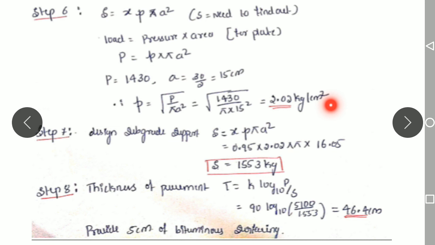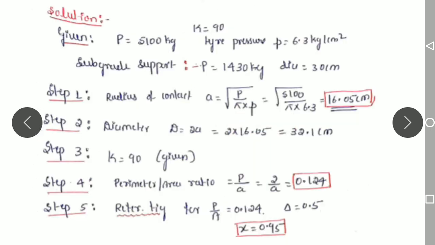So this is what the yield pressure of a plate. Here the yield pressure of a plate is not given, therefore you need to do these extra steps. Once you have got the yield pressure of a plate, then for the design subgrade support we have the equation S is equal to x into P pi a square. X is nothing but the ratio what you have obtained here.